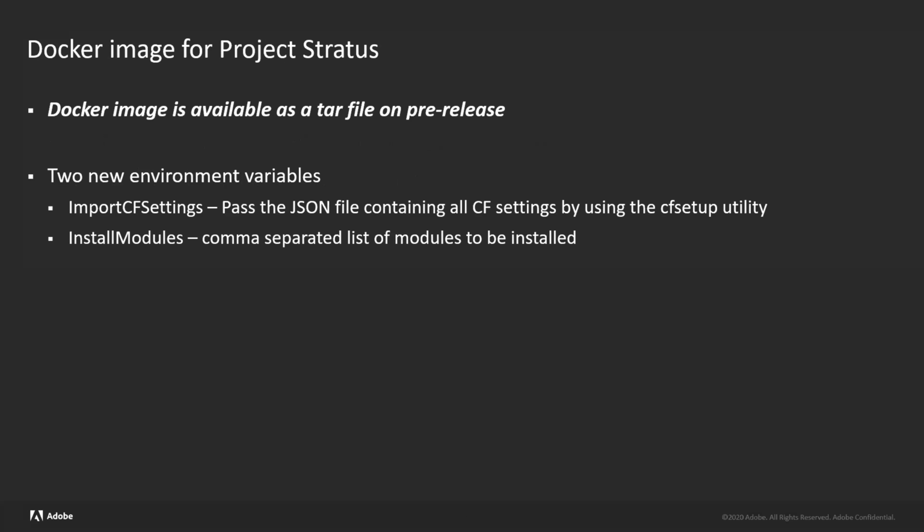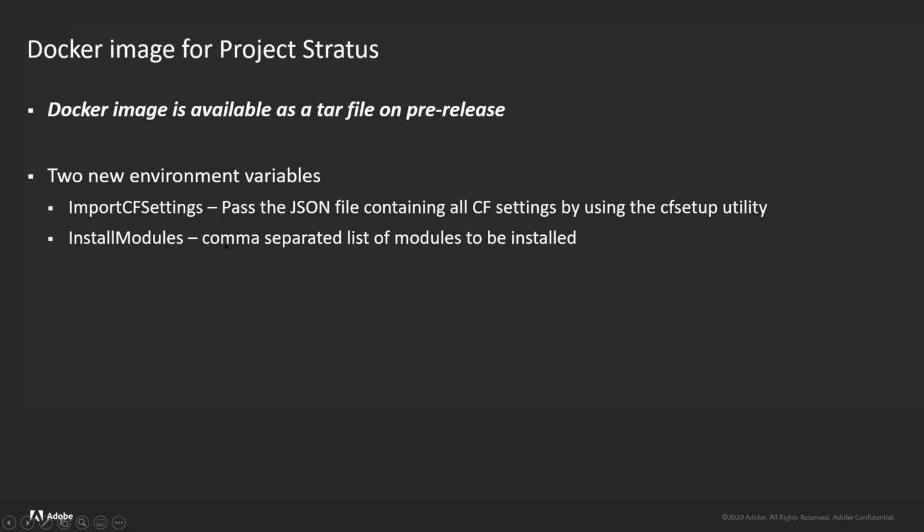The only difference is there are two environment variables for the Docker image. One is called import CF settings. To this CF settings, all you have to do is pass a JSON file. You can create the JSON file from the CF Setup utility itself. You can export all the settings into a JSON file, just pass that JSON file to this environment variable, and your Docker image will get all the settings that you need. Let's say the data services, the various administrator settings. All of those will be set in that particular Docker container. And you might want some modules in the Docker container, right?